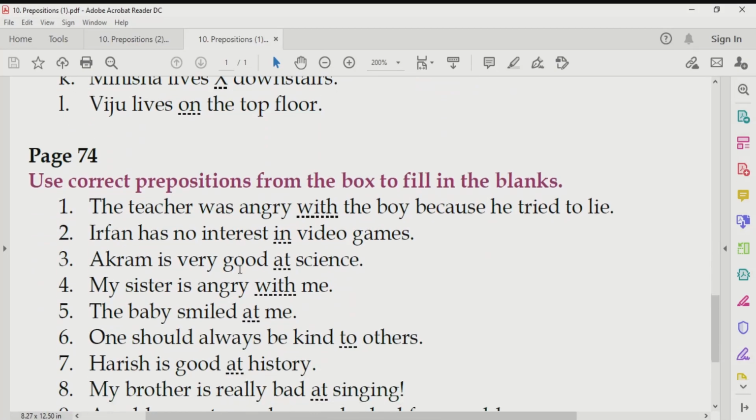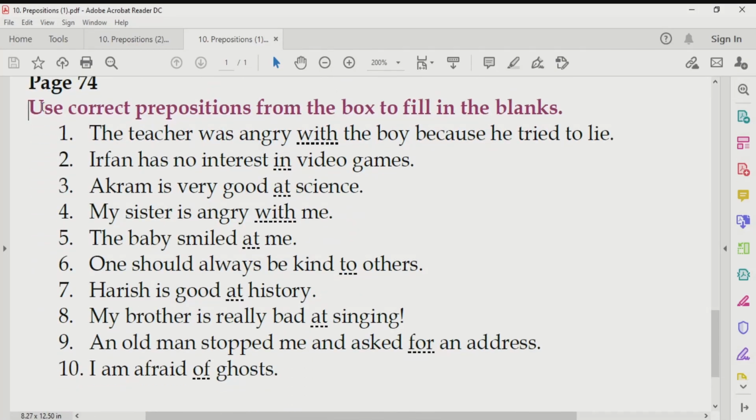Moving on to the next exercise. Use the correct prepositions from the box to fill in the blanks. The first one, the teacher was angry with the boy.